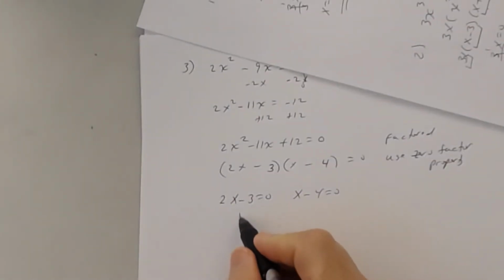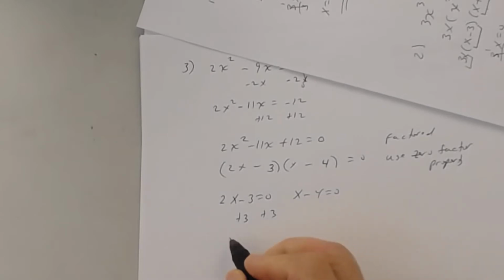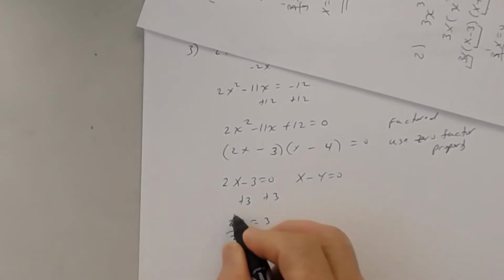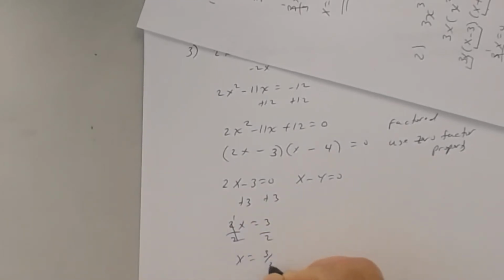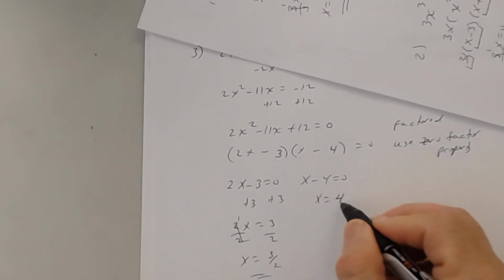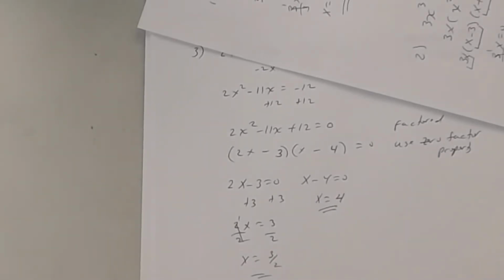So to solve this linear equation, you're going to add 3 to both sides. And so you get 2x equals 3. Then you can divide both sides by 2. And so you get x to be 3/2. Over here, what's x equal to? 4. All right, so that's number 3. All right, let's look at number 4.